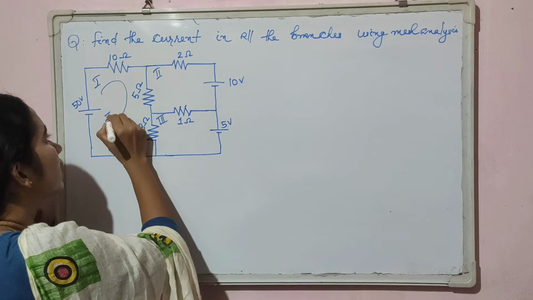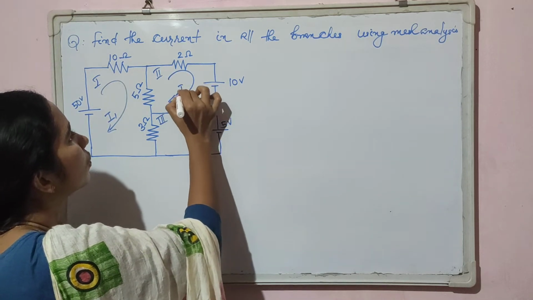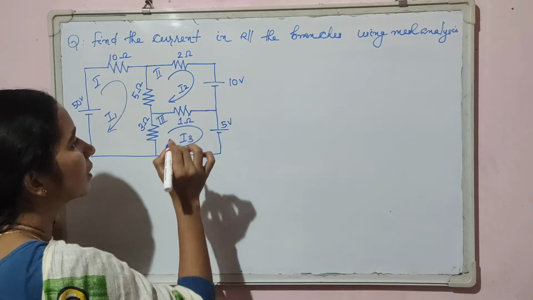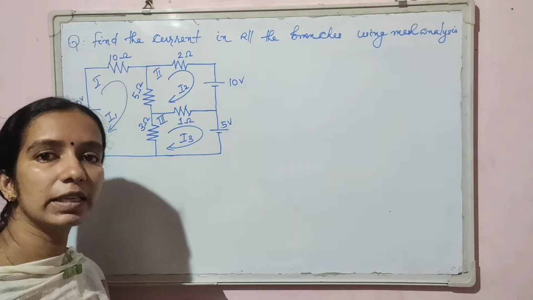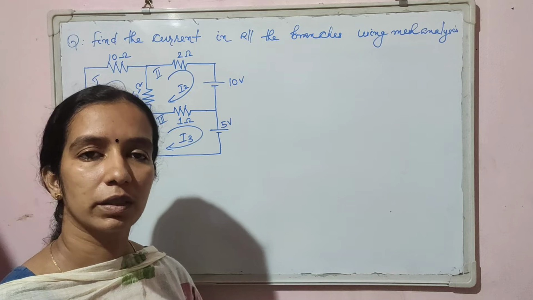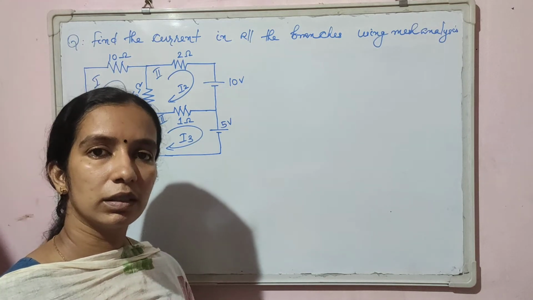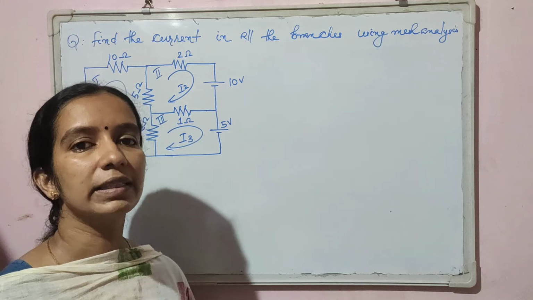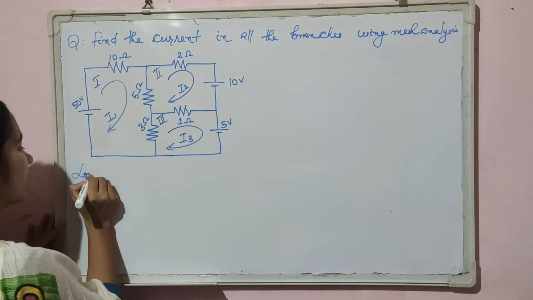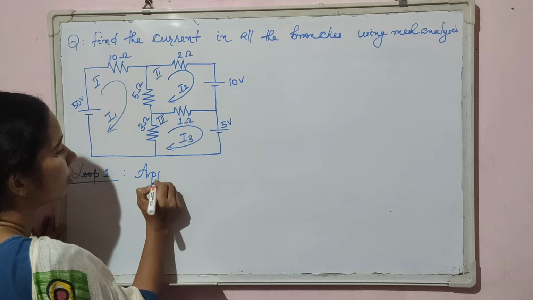For loop 1, this will be current I1, current in loop 2 will be I2, and current in loop 3 will be I3. So I have considered 3 loops and marked currents corresponding to all the 3 loops, and all currents are marked in clockwise direction. Now consider each of the loops and apply Kirchhoff's voltage law. First of all, I am considering loop 1 and applying KVL to loop 1.